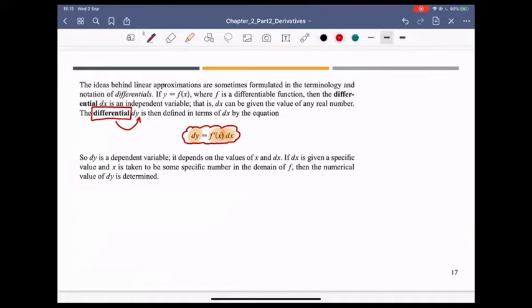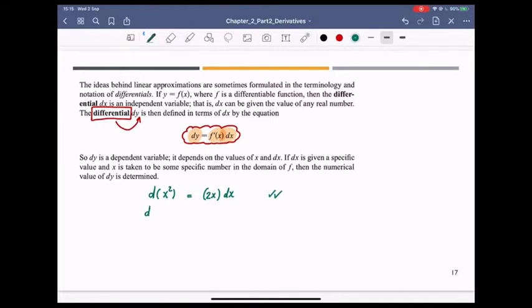If I want you to compute the differential of the function x squared, you have to differentiate x squared with respect to x. So you're going to get 2x and then multiply by dx. Done. This is called the differential.